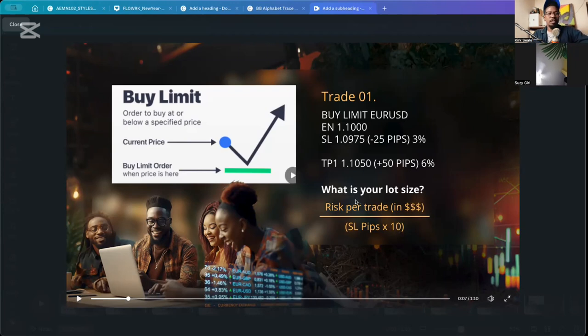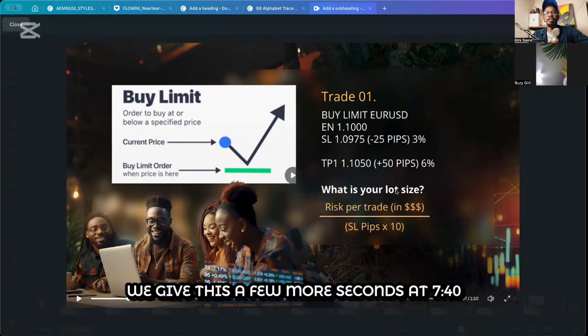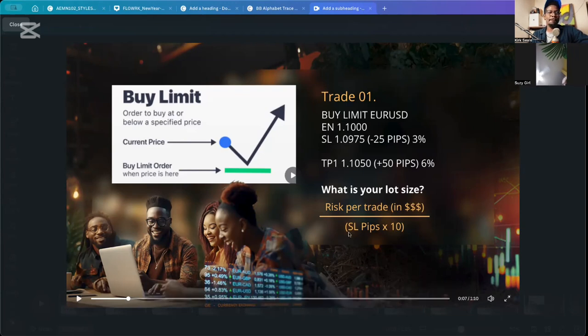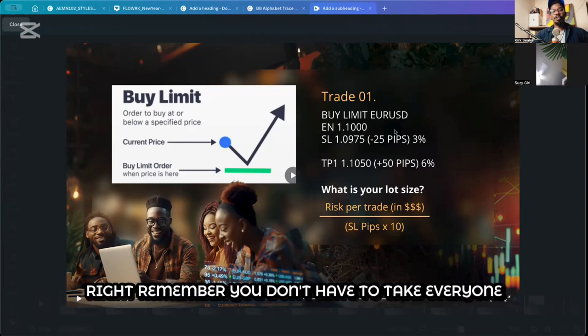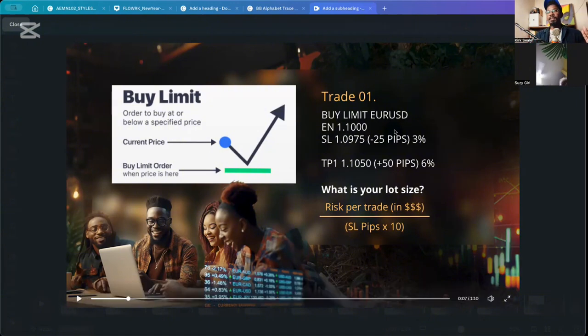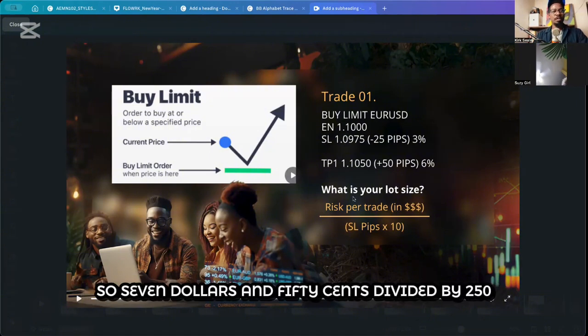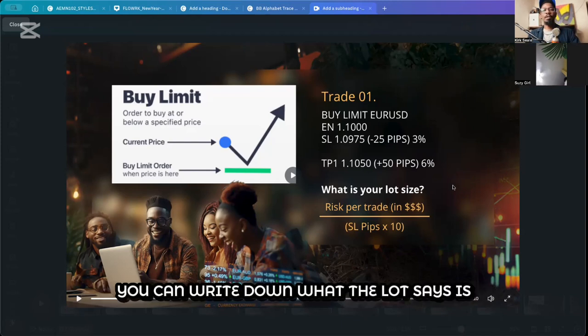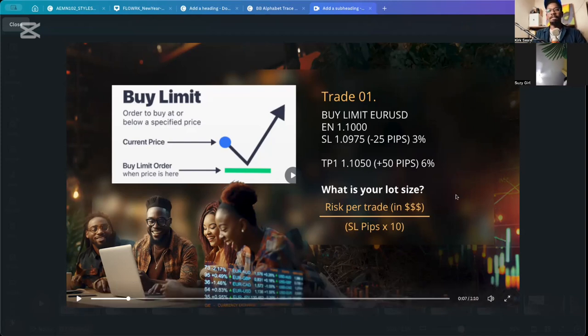We'll give this a few more seconds. At 7:40, we're going to move to the next trade. Remember, you don't have to take every one. So $7.50 divided by 250. You can write down what the lot size is.